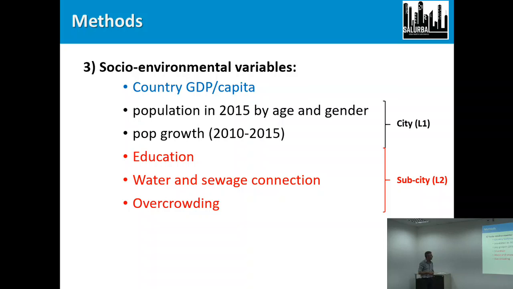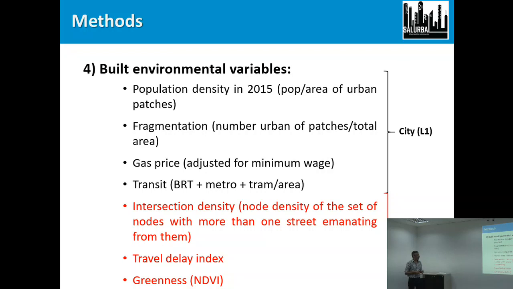And for built environment variables, we have also at the city and the sub-city level, population density, fragmentation, which is the number of urban patches, which gives us an idea of the way the cities are organized in terms of the area, gasoline prices, and an index for transit, which is BRT, metro and aerial trains, or it's not really metro, but different trains that are in the metropolitan area.